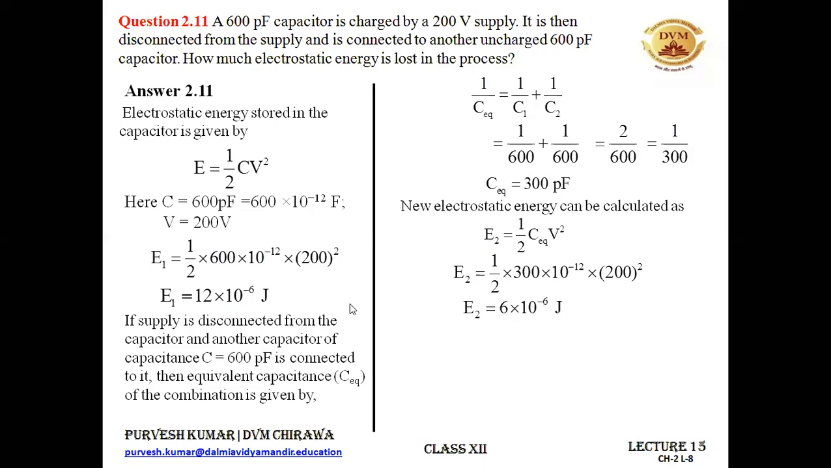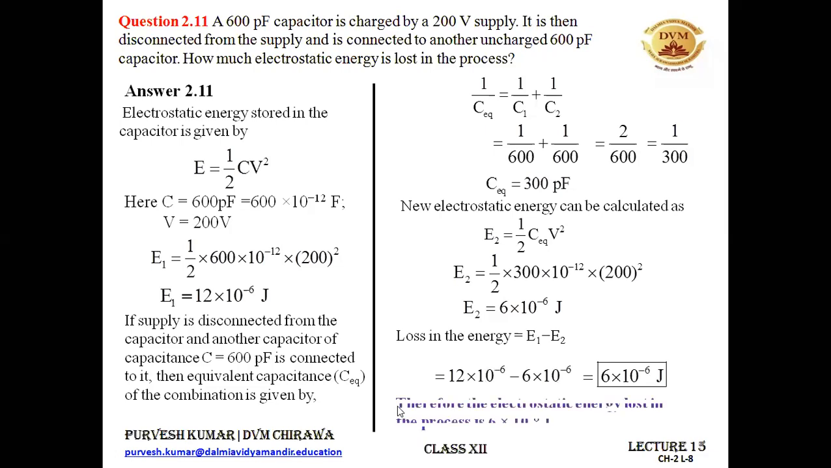Now the loss in energy is E1 minus E2. So earlier the energy was E1, and now after connecting this capacitor to the uncharged capacitor, the new energy comes out to be 6 into 10 to the power minus 6. Loss in energy is E1 minus E2. That will come out to be 6 into 10 to the power minus 6 joule. All right. So this is the electrostatic energy loss in the process, that is 6 into 10 to the power minus 6 joule.